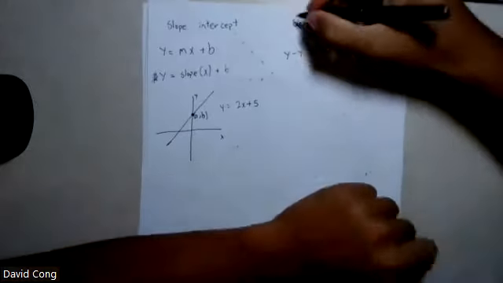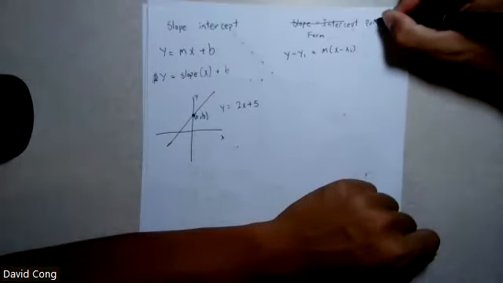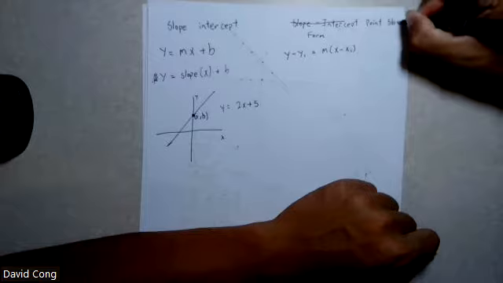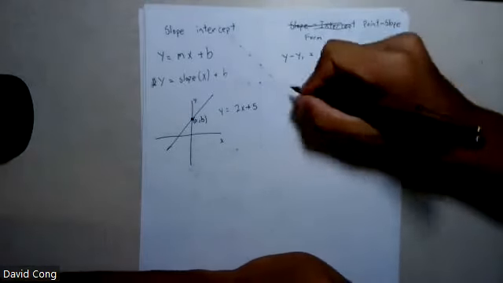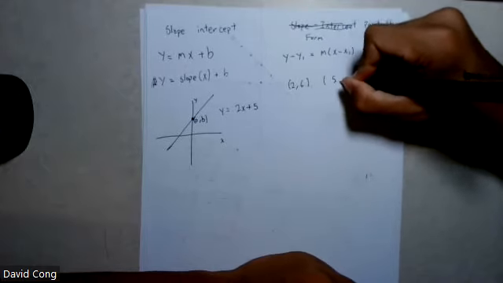Oh wait, I wrote the same name. This is point slope. My bad. Point slope form. That one's slope intercept. So say if we had the 2 points, 2, 6 and 5, 3.